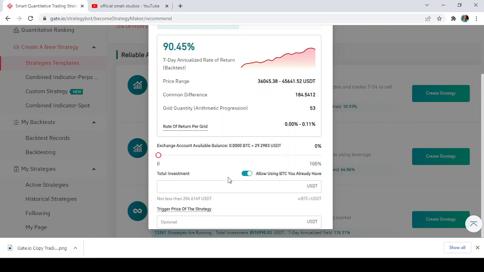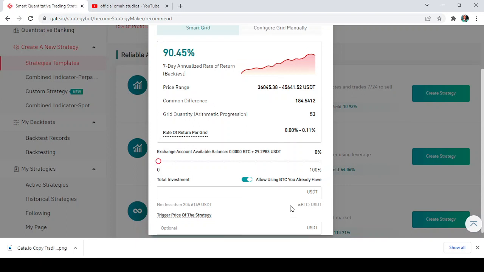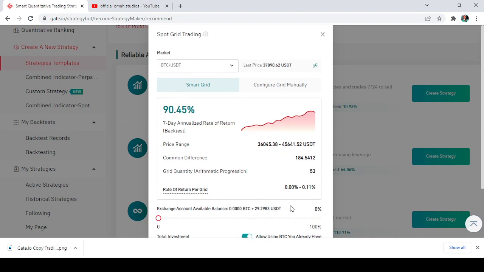Another thing you should be attentive to is this place that says total investment. Below here you see a place that says not less than 204.6149 USDT, which means you should have more than 204 USDT. That is if you want to make use of BTC USDT in the spot grid trading.